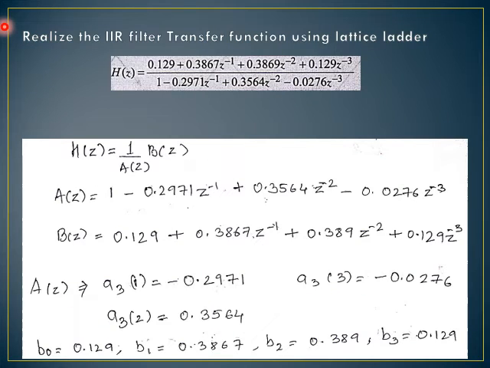Now realize the IIR filter transfer function using the following lattice ladder. As the numerator and the denominator have the same power, that is 3, the numerator is the zero part and the denominator is the pole part. So 1 by A(z) is nothing but this term, and A(z) is the denominator. As the power is 3, this will become a3 of 1, a3 of 2, a3 of 3. And this is the numerator, which is B(z). This will be b0, b1, b2 and b3 as shown here.